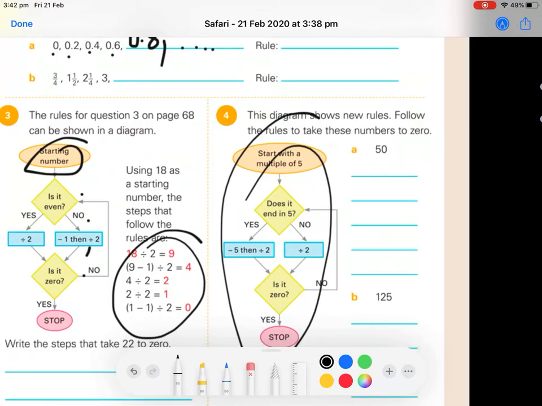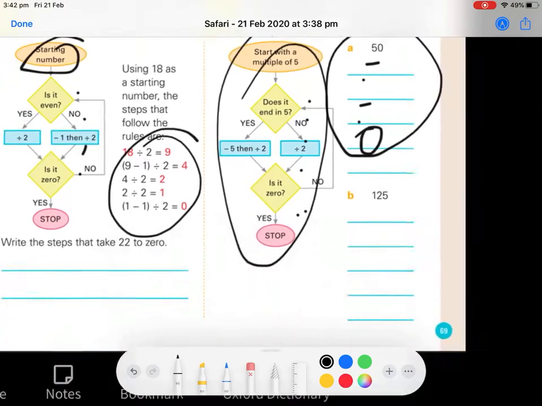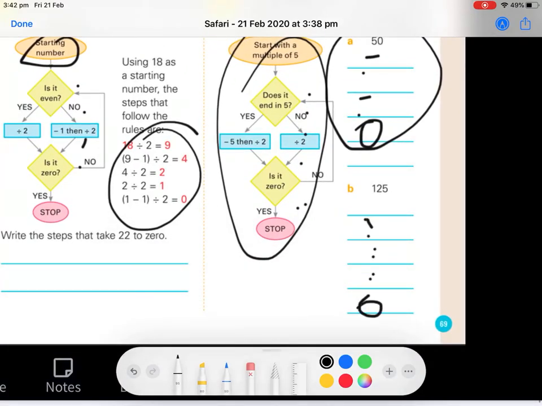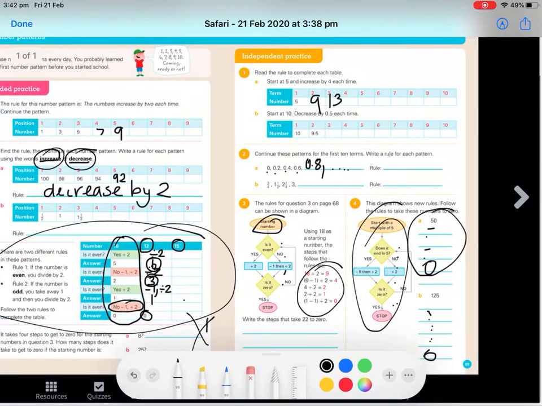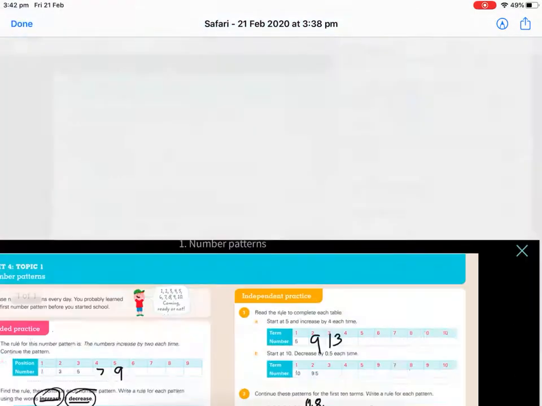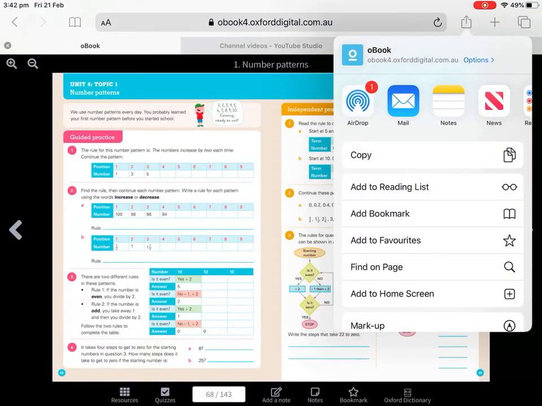These are some new rules just here. Follow the rules to take these numbers to 0. So you've got 50. You're going to follow all of these rules, the flow charts there, until you get to 0. Same with 125, all the way down until you get to 0. Okay, moving on to our next page.